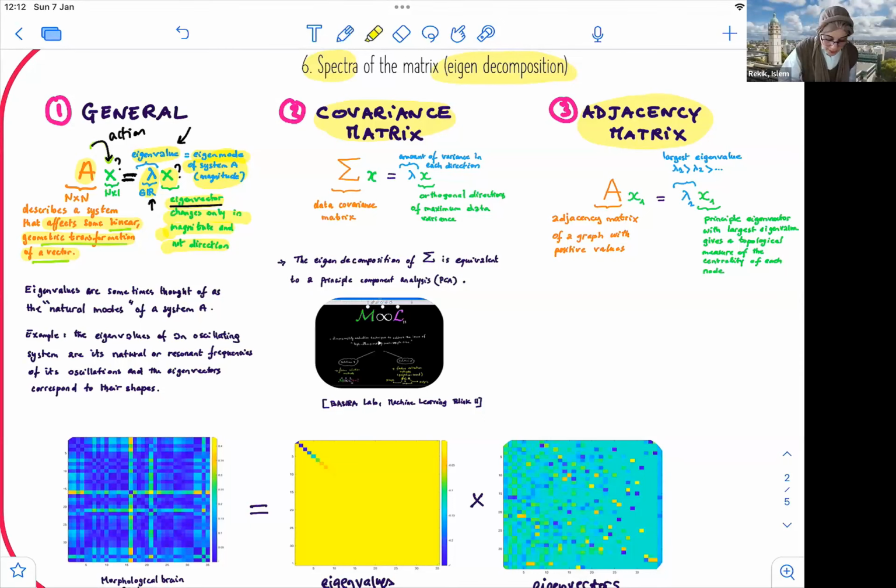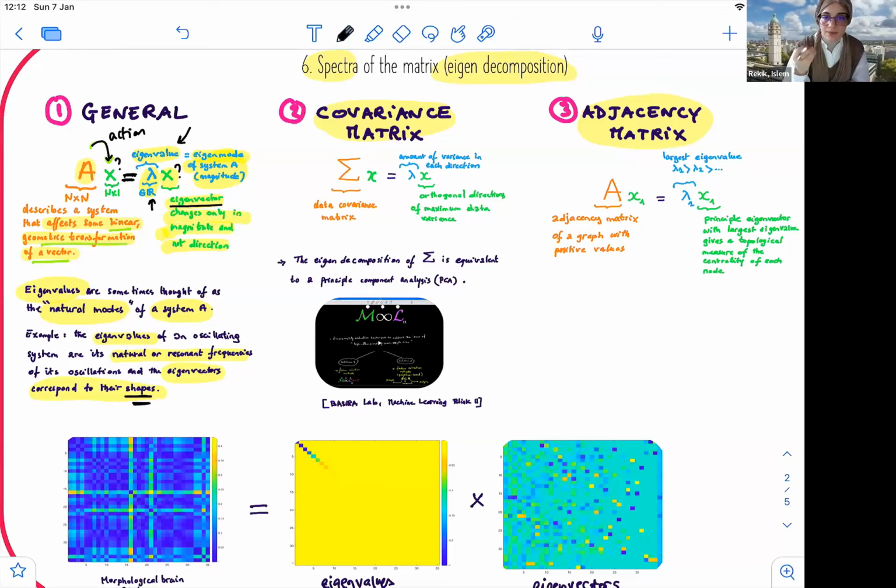All right. So eigenvalues are sometimes thought of as the natural modes of a system A. We call them the natural modes. For example, the eigenvalues of an oscillating system are its natural or resonant frequencies of oscillation, and the eigenvectors correspond to their shapes. So this is in physics, for an oscillating system. You can see the eigen decomposition is everywhere.